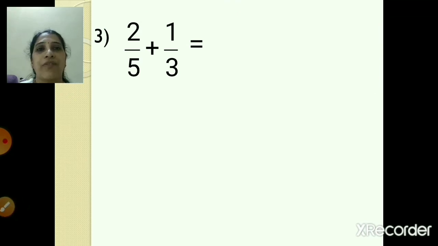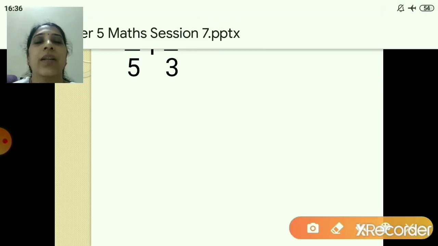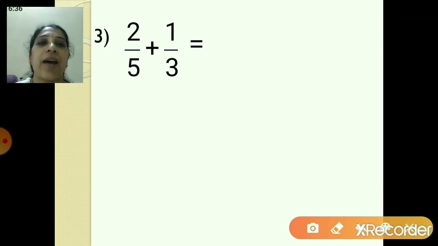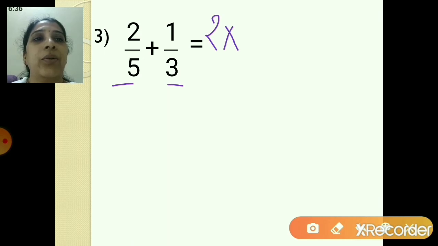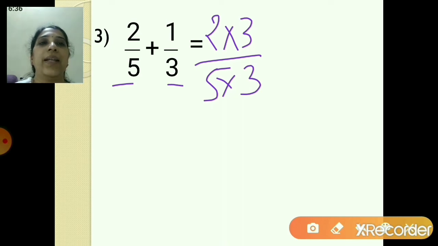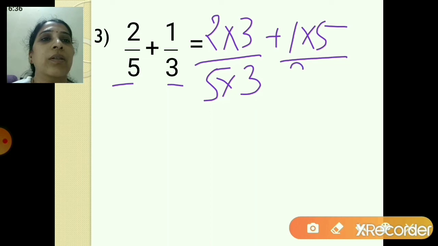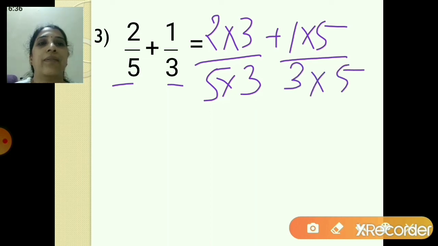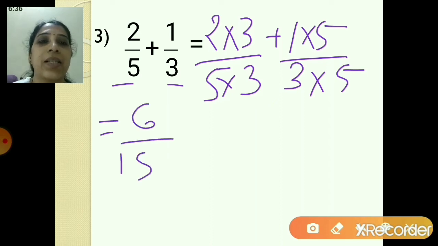2 upon 5 plus 1 upon 3. Now see the denominators. It is 5 and 3. Both are not divisible by each other. So you are going to carry out cross multiplication. So 2 into 3 upon 5 into 3, right? Plus 1 into 5 upon 3 into 5, right? What is 2 3s are? 2 3s are 6. And what is 5 3s are? 5 3s are 15.